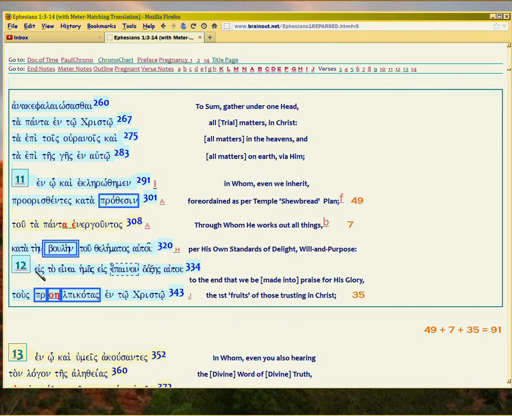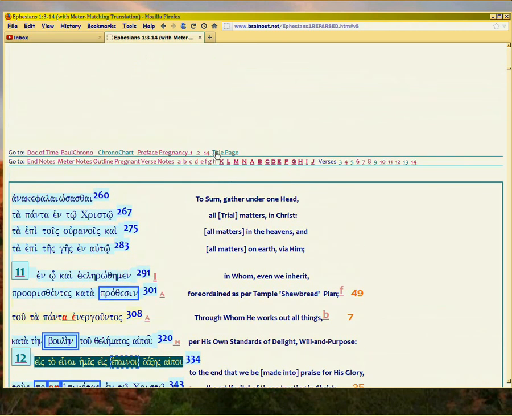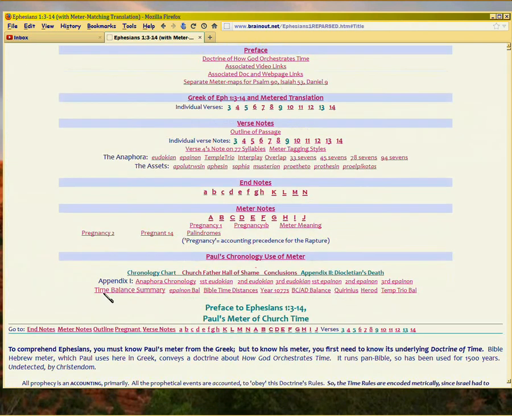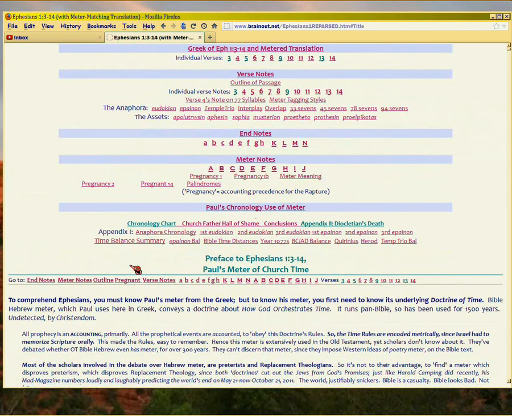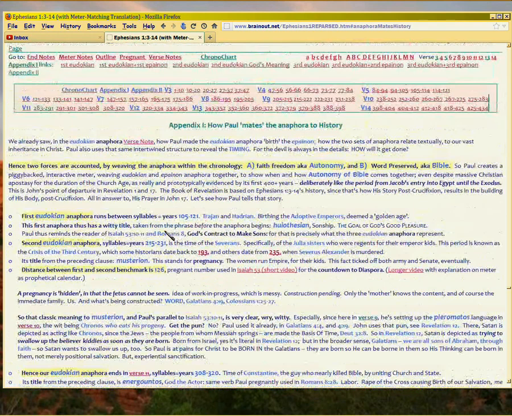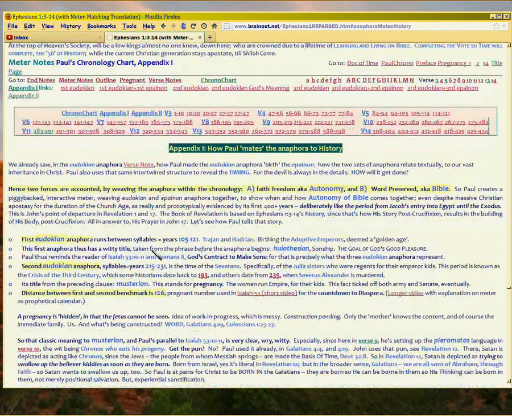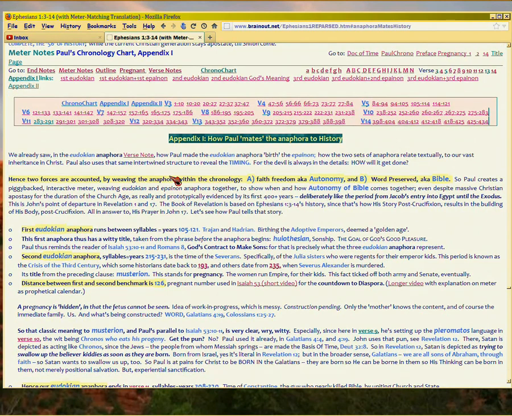And I ended up having to create charts of what these anaphora mean. And I believe they start, let me show you where it is. By the time you see this document, it might not be the same page number. I had to start doing what's called an anaphora chronology. It's my Appendix 1, how Paul mates the anaphora to history. And it starts, I think that's page 142 in the Word doc. Okay, it's Appendix 1, so you can find out whatever page number it is.